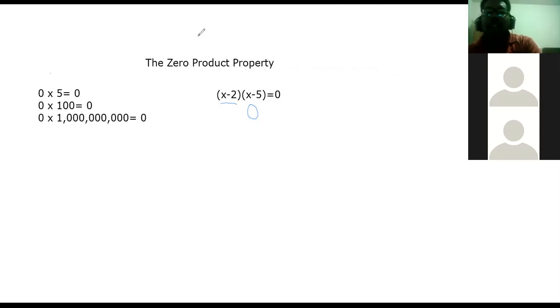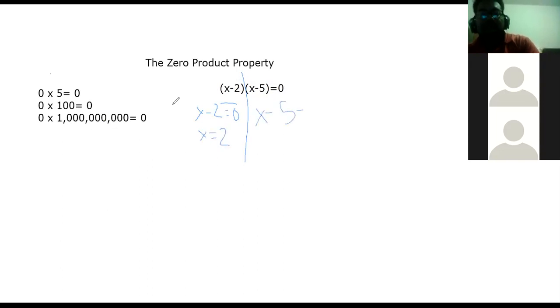So as long as either of these is equal to 0, it's going to make my whole equation equal to 0. So typically from there, I can just set each factor equal to 0. And I would get x equals 2 and x equals 5 as my two answers.